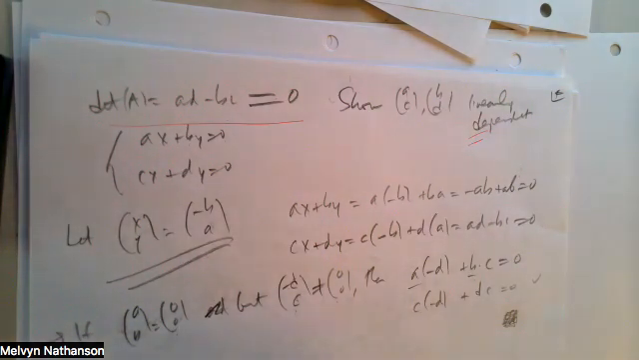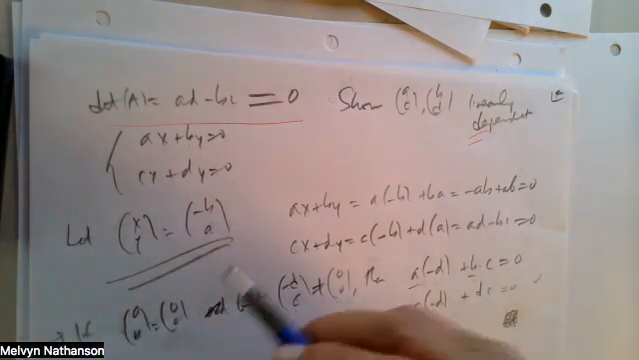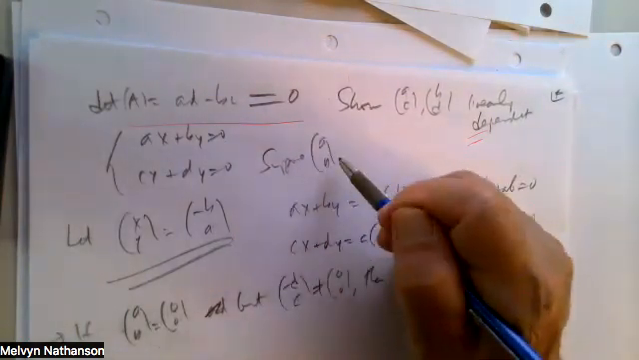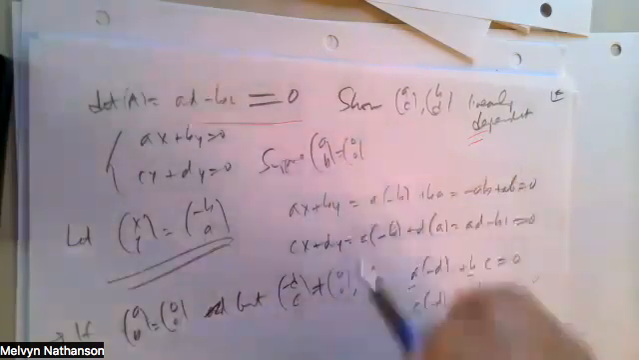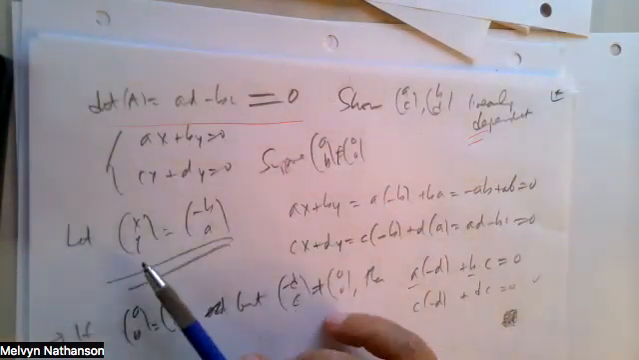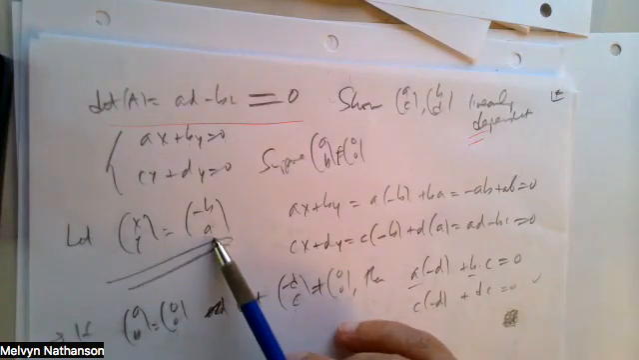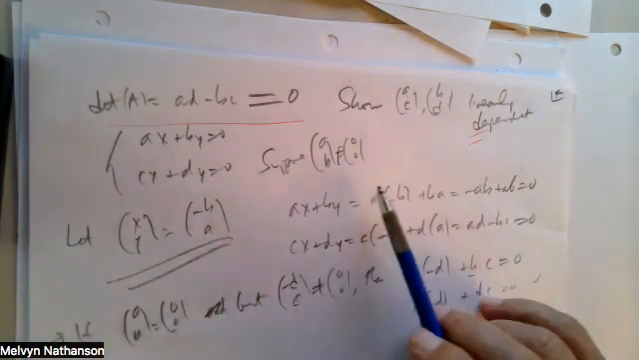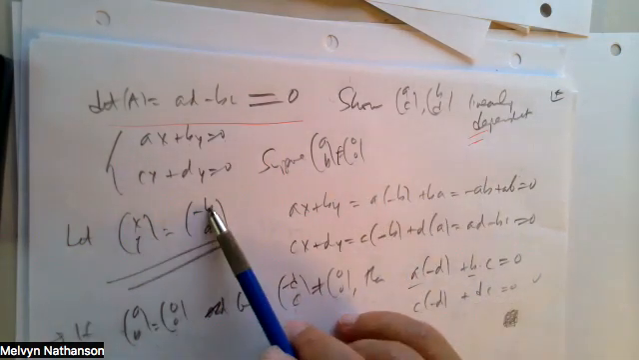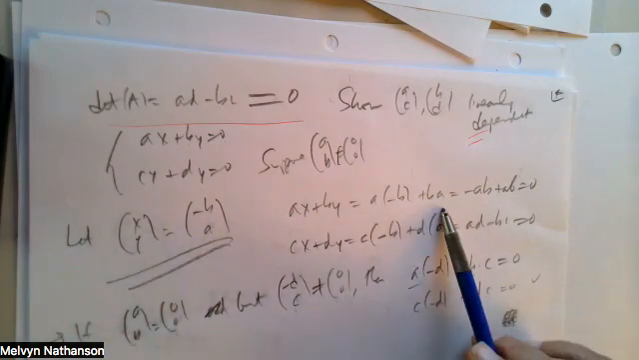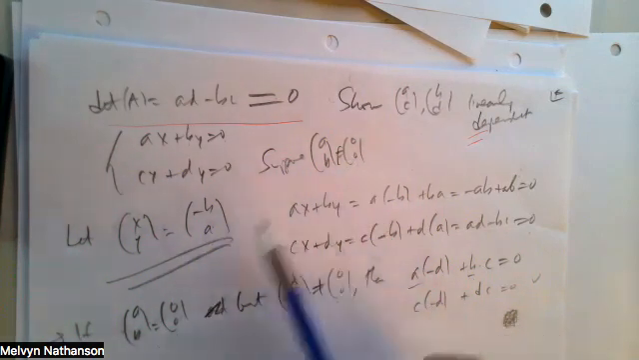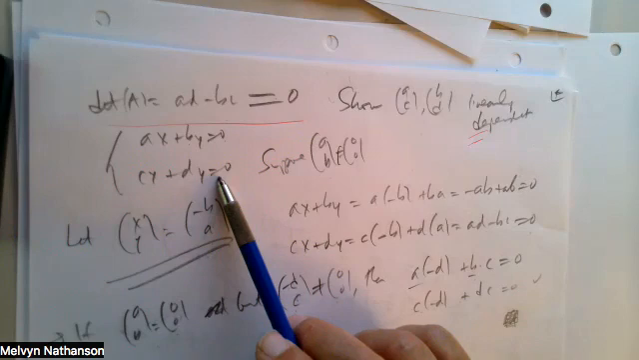So I said, suppose there are two cases. In the first case, AB, this vector, is not the 0 vector. So if I let X, Y be equal to this, minus B, A, this is a non-zero vector because A and B are not both 0. But if I plug in X equals minus B and Y equals A into the equations, I get 0 for both. So if AB is different from 0, this is a non-zero solution to these equations.